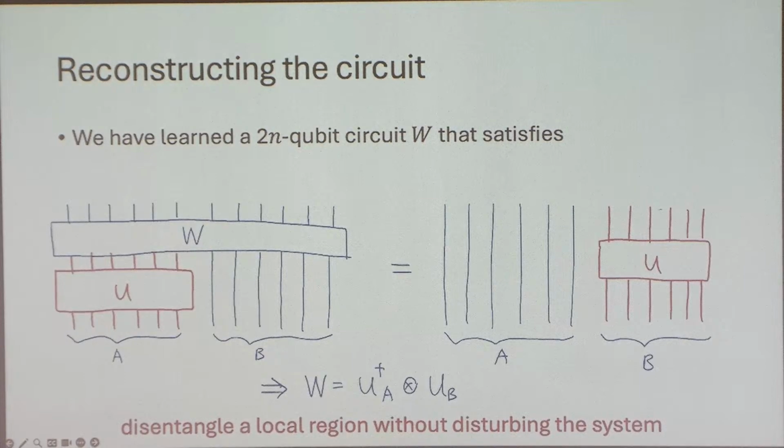Yeah, question. W is a deep circuit now, no? Great question. That's exactly what I'm going to talk about next. Yeah, that's my question. OK.